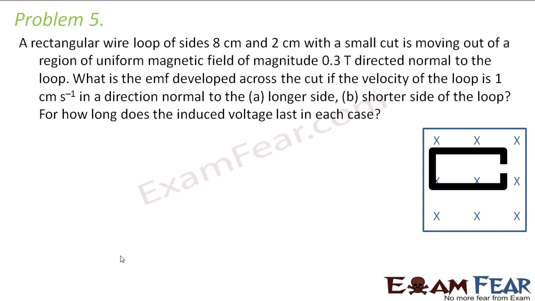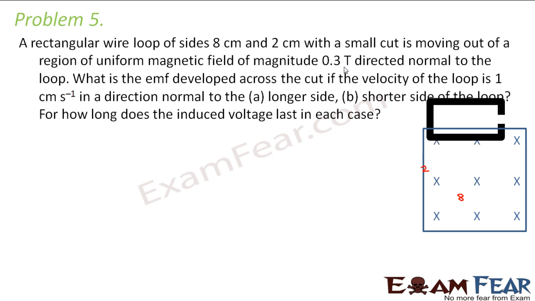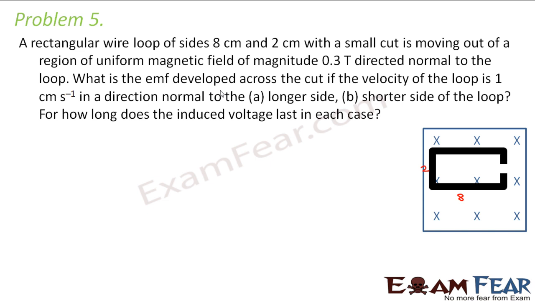Here it says that you have a rectangular wire loop of sides 8 centimeters and 2 centimeters with a small cut. So if you see here, this is 8 centimeters and this is 2 centimeters with a small cut, moving out of a region of uniform magnetic field of magnitude 0.3 Tesla. So this is moving out of the magnetic field. What is the EMF developed across the cut if the velocity of the loop is 1 centimeter per second in a direction normal to the longer side?